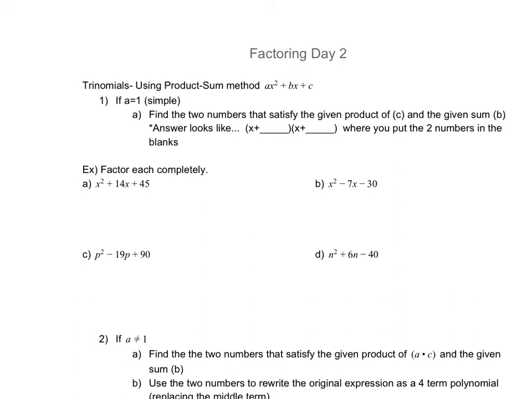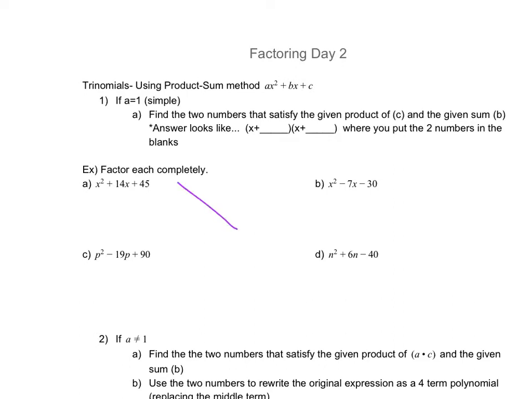Whenever you are doing this, you are going to find two numbers that satisfy the given product of c. Remember, c is the constant term, the one without an x in it, and the given sum b. So you're saying, what multiplies to be c and adds to be the b value? And when you find those two numbers, you put them in the blanks. So it'll be x plus something times x plus something, or you could have some negatives in there.